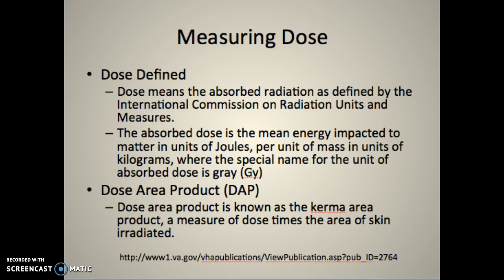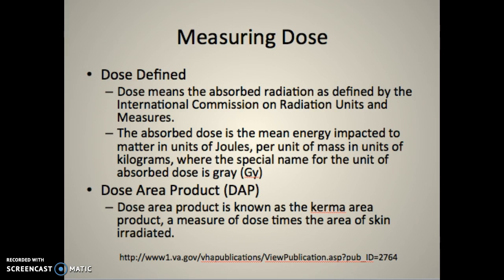We're going to take this a little bit further and talk about kerma, so air kerma. Dose, the way we define dose, means the absorbed radiation as defined by the International Commission on Radiation Units and Measures. All this information that I'm going to be giving you here is in your web links. It's va.gov, so it's your FDA recommendations.